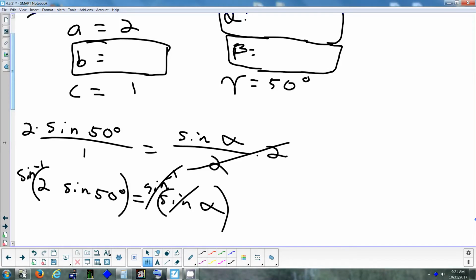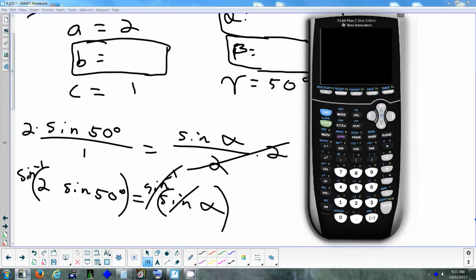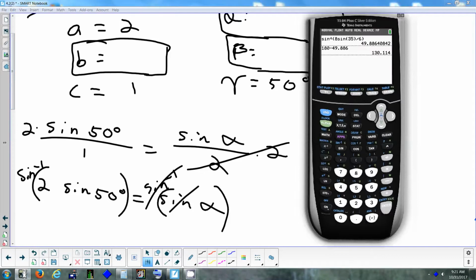Okay, inverse sine. And let's type it in. So inverse sine of 2 sine 50. Second, inverse sine, 2 sine 50. And I got an error. Did anyone else get an error that tried to type it in?